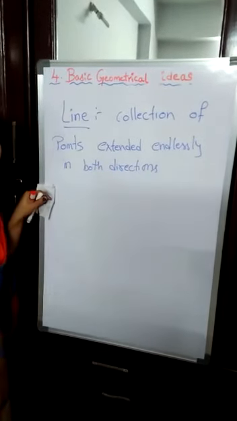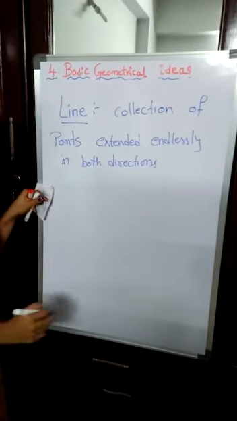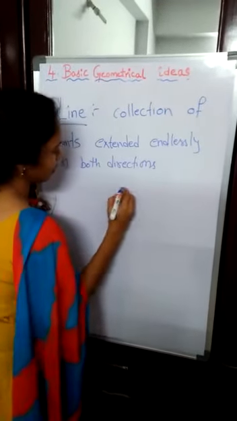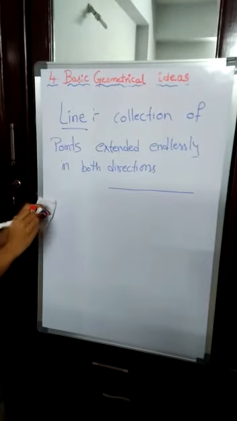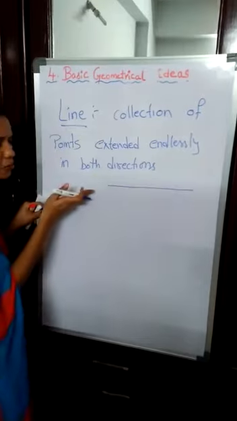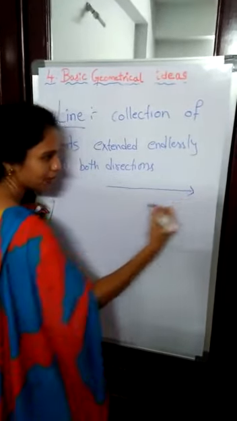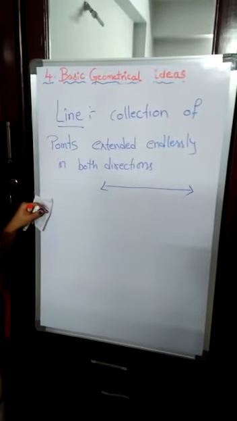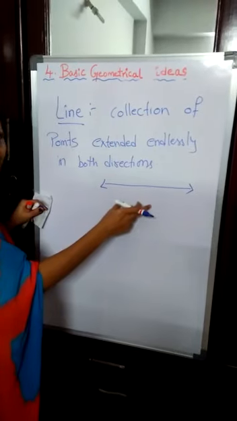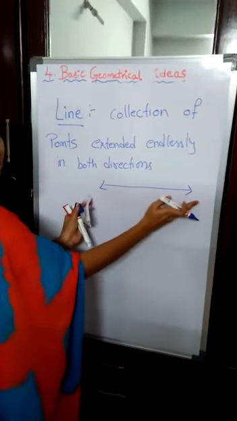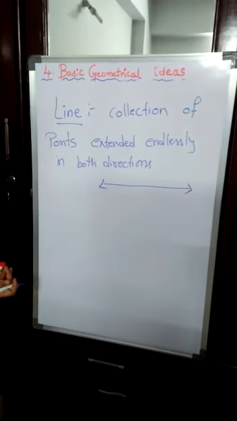And precisely, when we are talking about a line, it must be a straight path. So here is an example that I am taking. I am going to draw a line like this. In order to represent that it can extend in both directions endlessly, we will place arrow marks, which represent that this is a line and it can extend in both the directions.